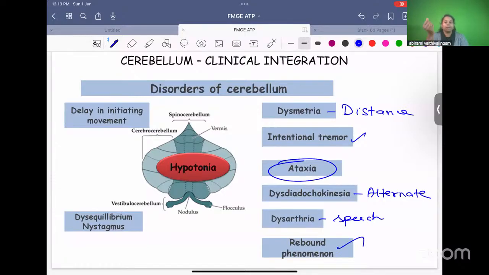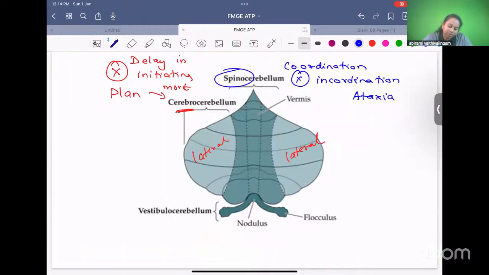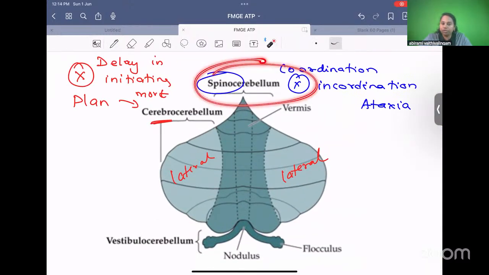Rebound phenomena. You ask the subject to flex the elbow like this. You give resistance in the opposite direction. He is flexing, you resist that. Suddenly you remove your hands, he'll go and hit on his face. This is called rebound phenomena because he doesn't know how to stop this movement, how to coordinate the movement. So all these are related to spinocerebellum. Damage to spinocerebellum results in ataxia.